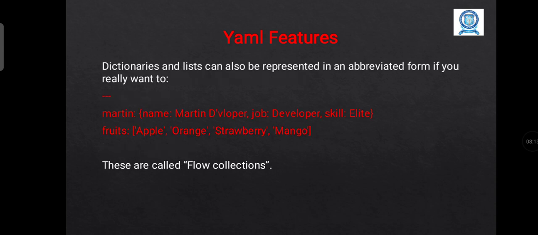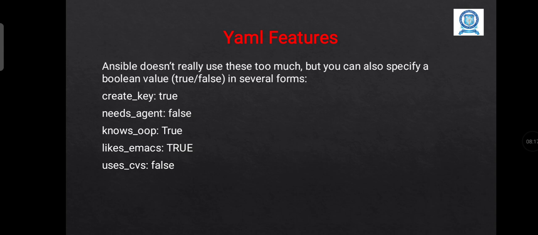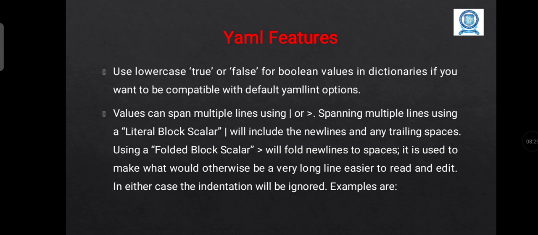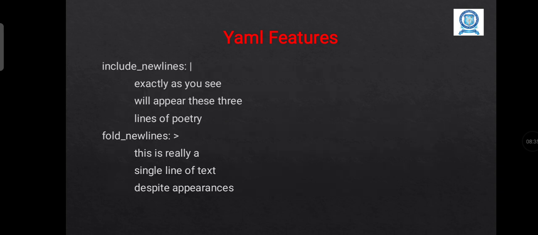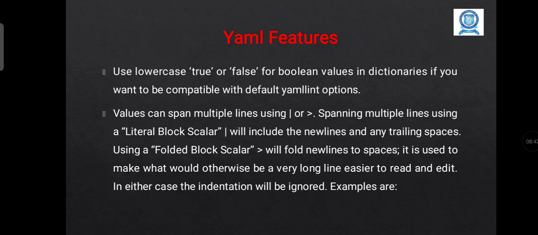These kinds of data structures are called flow collections. Ansible doesn't really use these too much, but you can also specify boolean values in several forms. True or false values we can use. That's all about the YAML basics. Thank you.